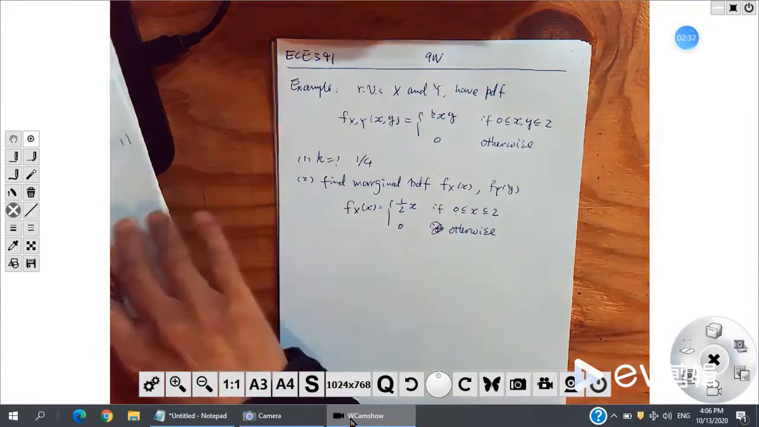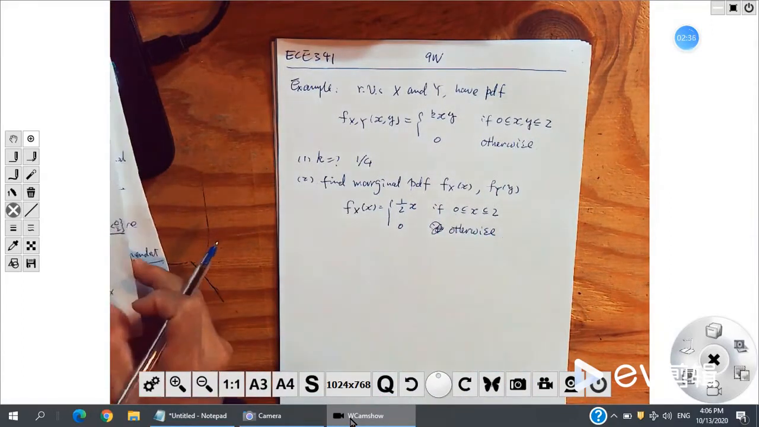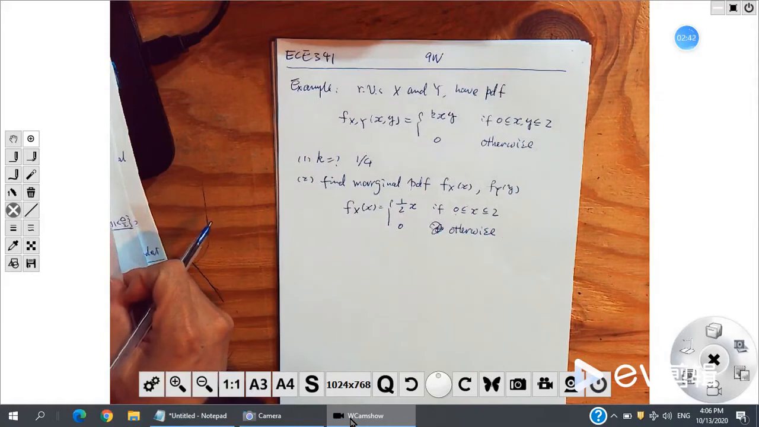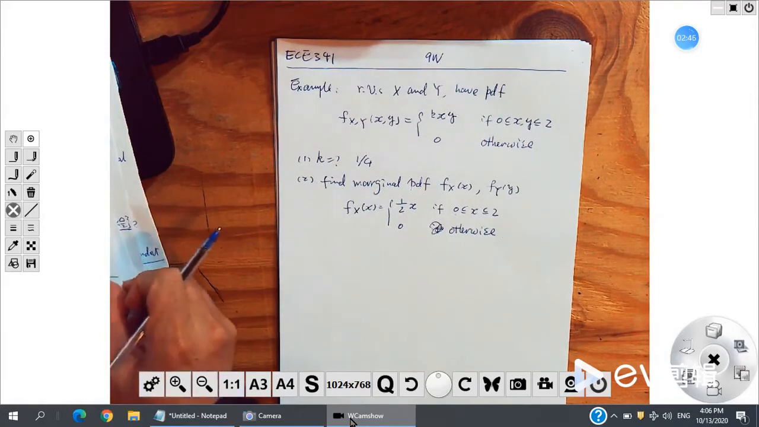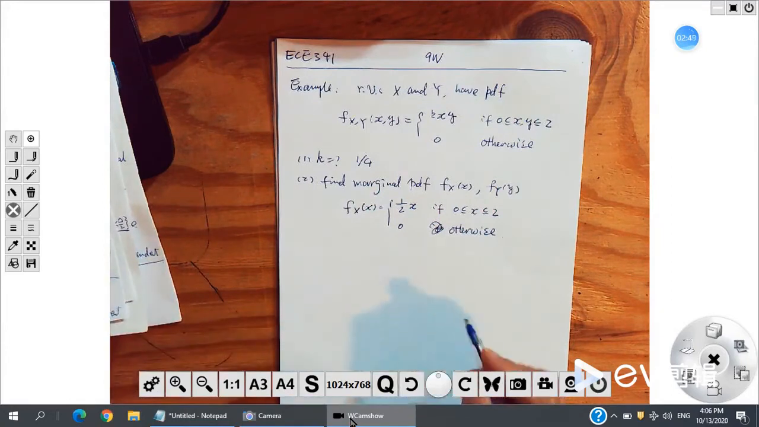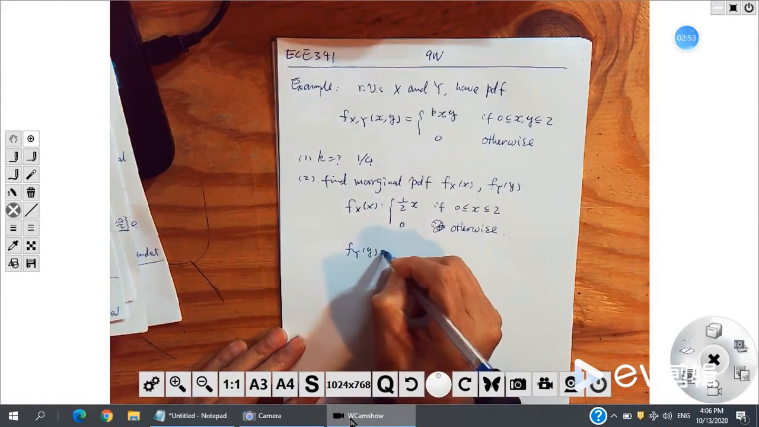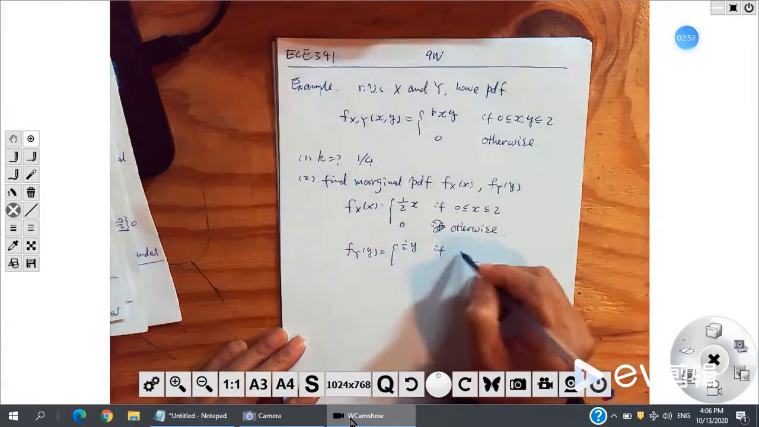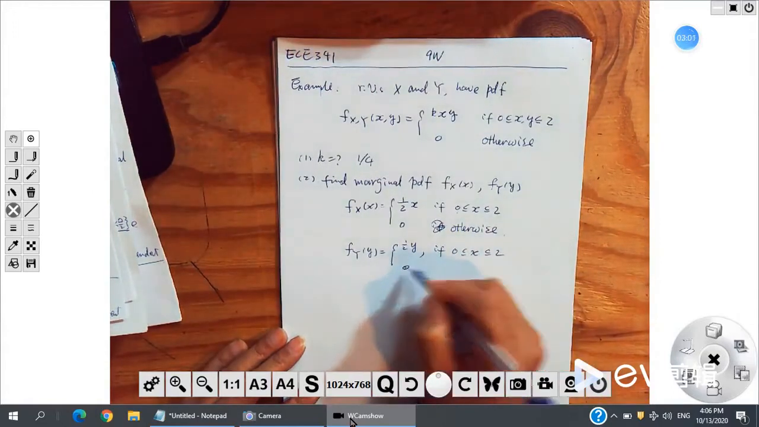Let me check the notes of last time. Is this correct? This is x y over, this is x over 2. Yeah, x over 2. And we also have f_Y(y), which is half of y if 0 smaller than y smaller than 2 and 0 otherwise.